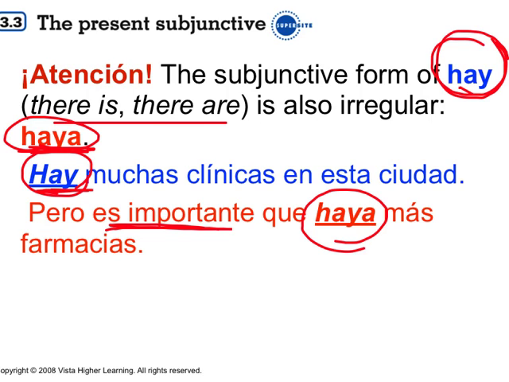But just because it's important that there be more pharmacies doesn't mean it's going to happen. You don't know, I don't know, no one knows. The future is a mist. So therefore, we use the present subjunctive.